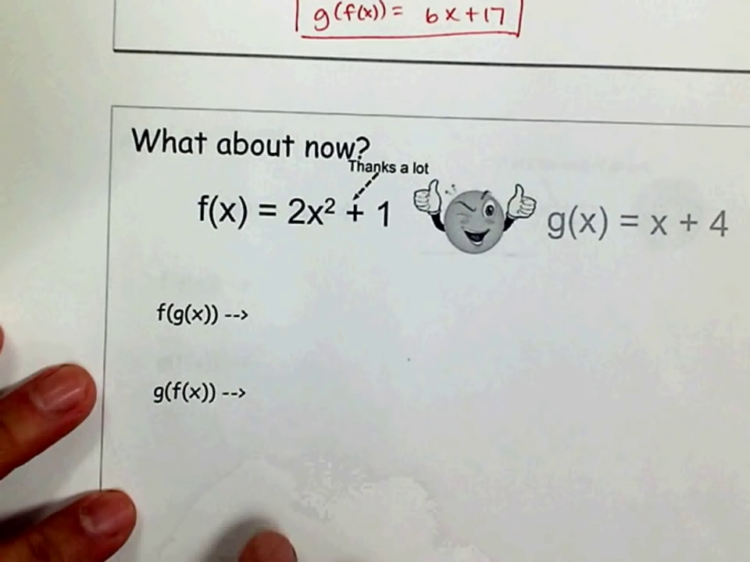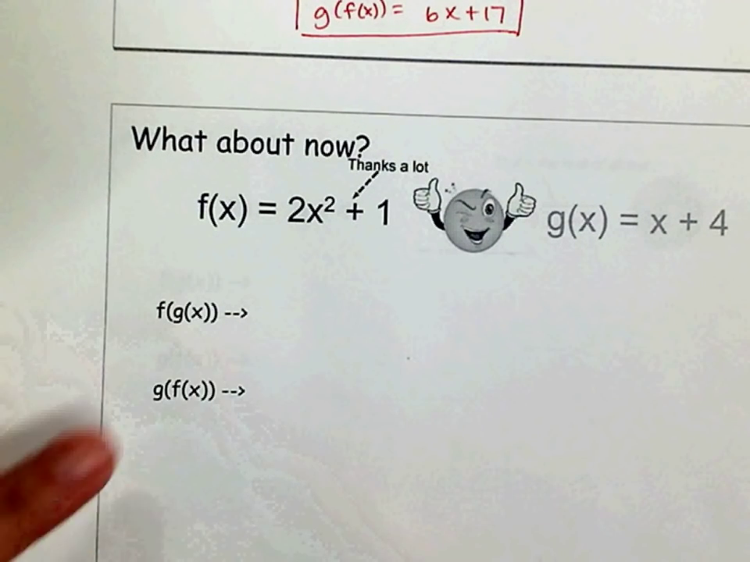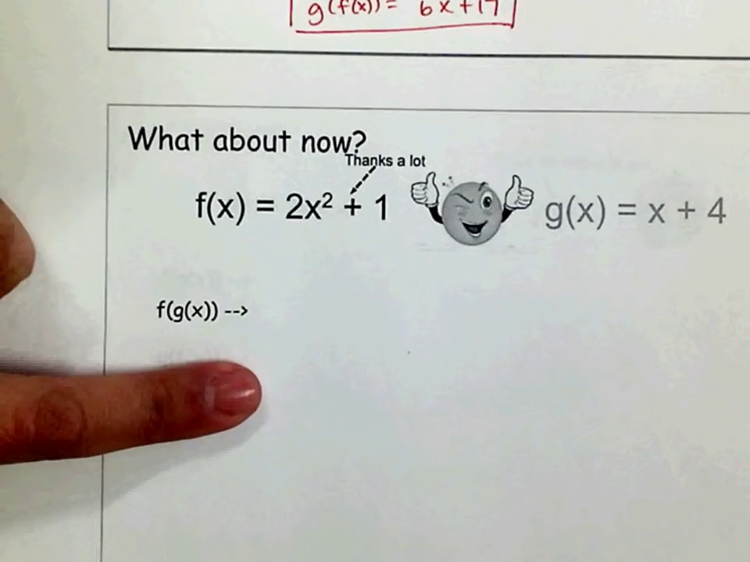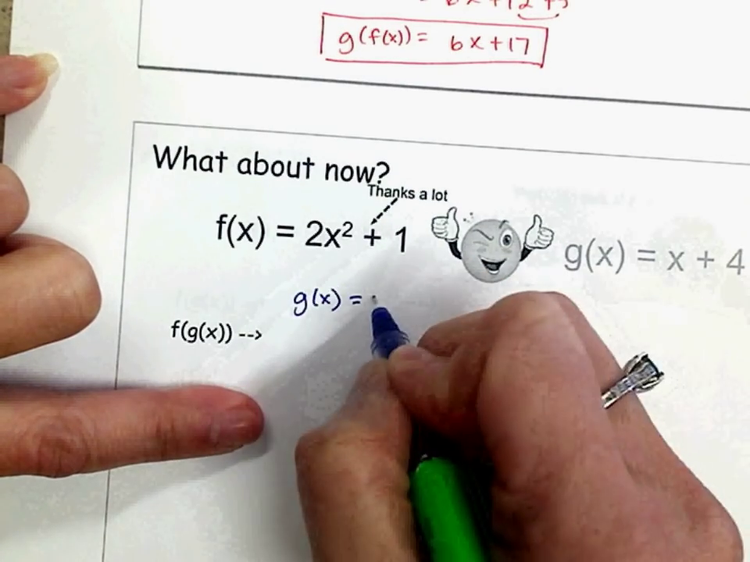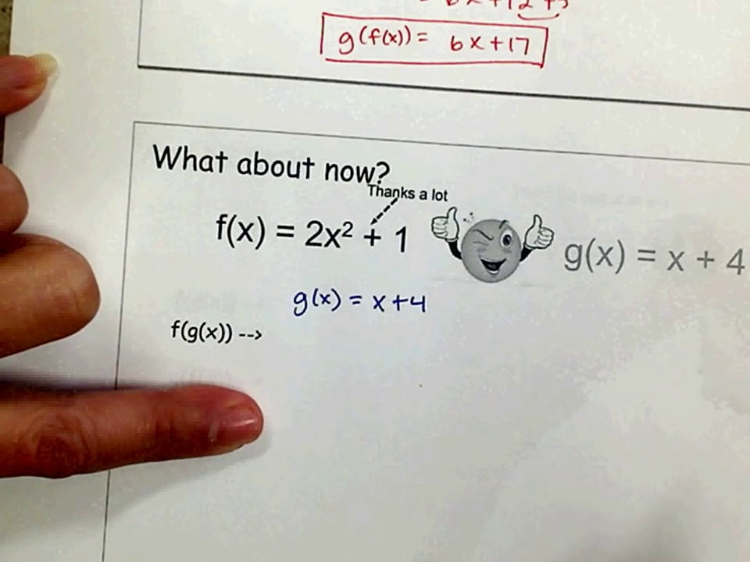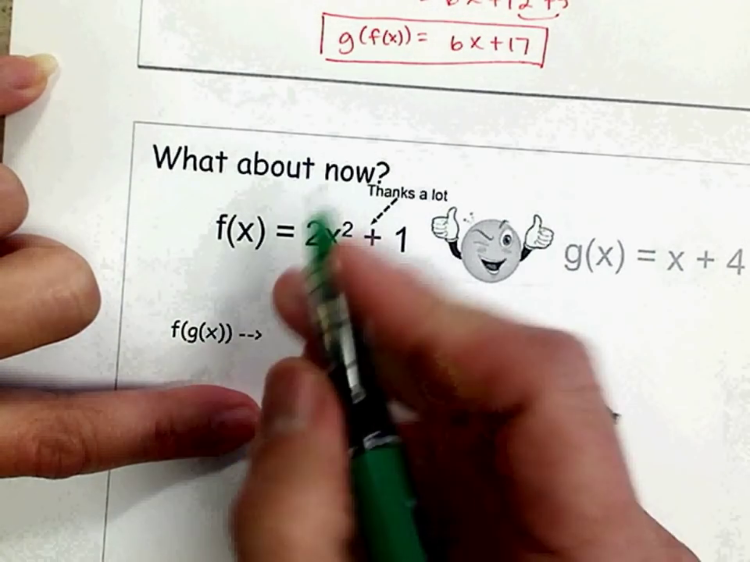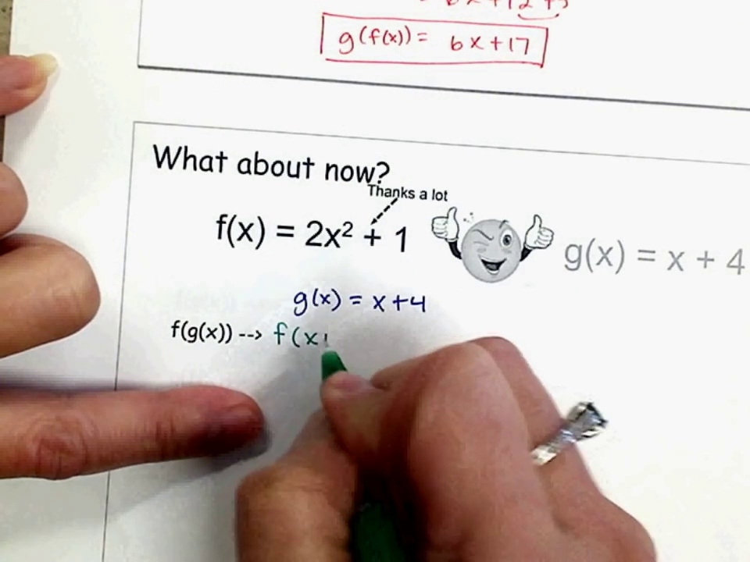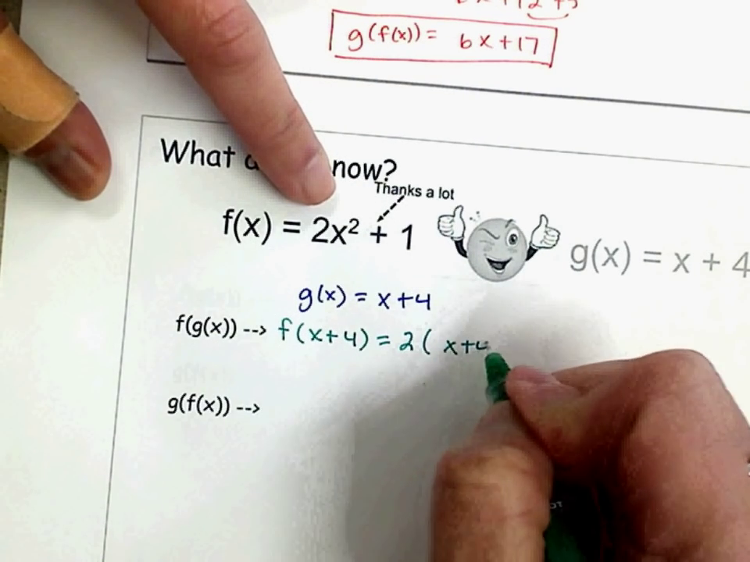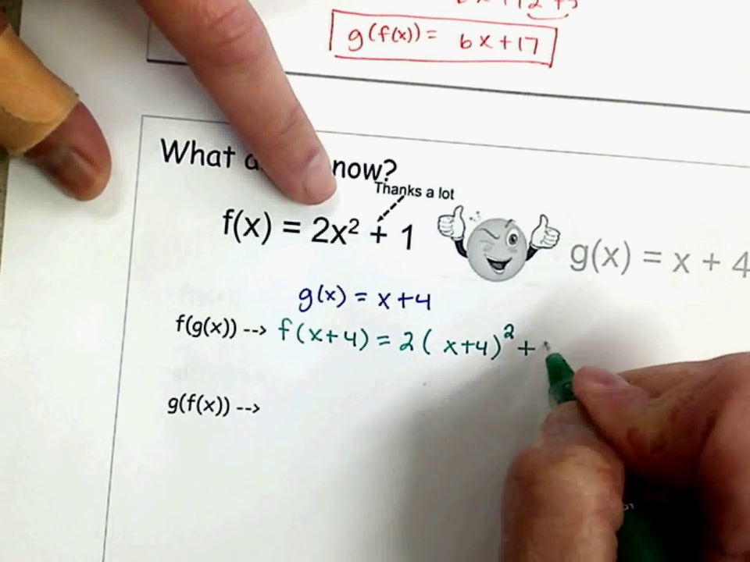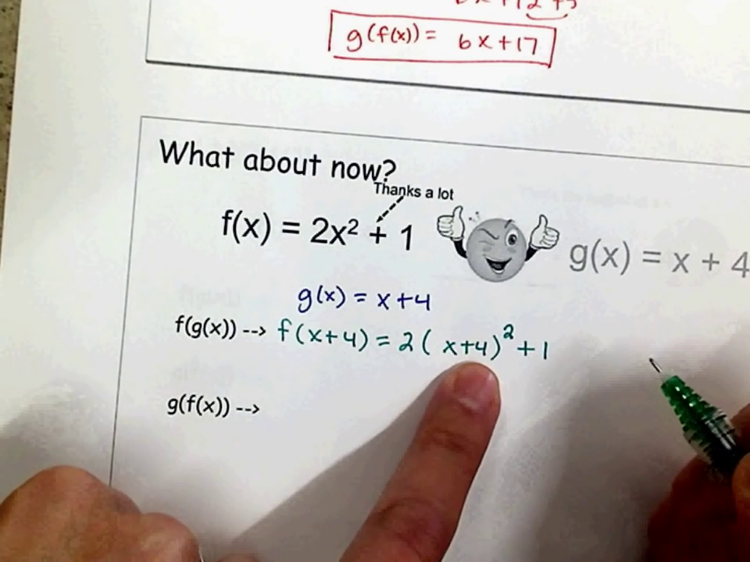You guys see this one? We're going to do this one first. That one right there. Okay. Here we have g of x. What is our g of x? X plus 4. Now we have f. Our x is now x plus 4, so let's plug it in. 2 times x plus 4 squared plus 1. Did you guys see that? Be very careful with that, okay?